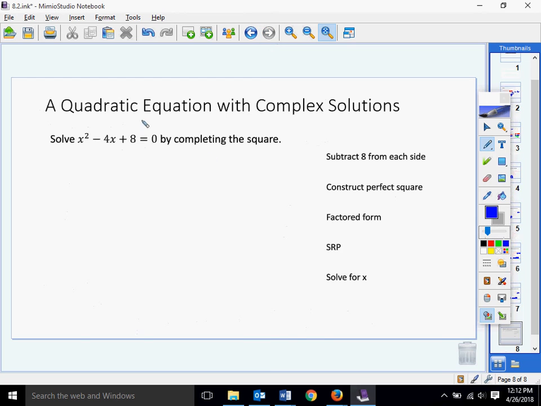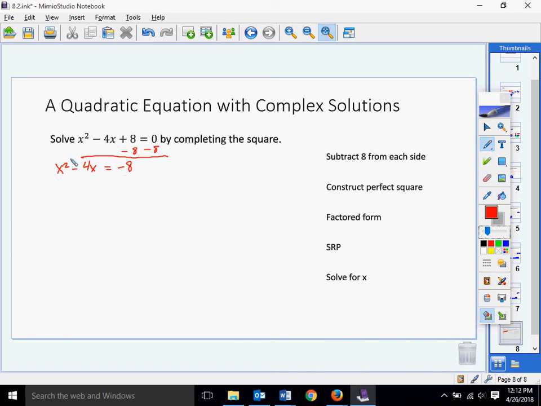And the last one, a quadratic equation that may have complex solutions. Okay, so same steps here, but just keep in mind that we might have an i in our answer. So let's move over the constant by subtracting 8. 0 minus 8 is negative 8.